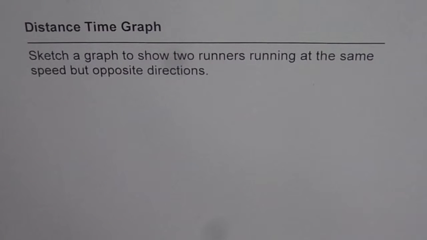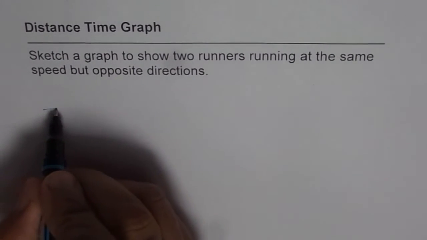I'm Anil Kumar, and with the help of this video, we are going to understand distance time graph with reference to speed. Sketch a graph to show two runners running at the same speed but opposite directions. Think about it. There could be many different scenarios. Try to sketch a few which clearly show that two runners are running at the same speed but opposite direction. Let me sketch a few for you.